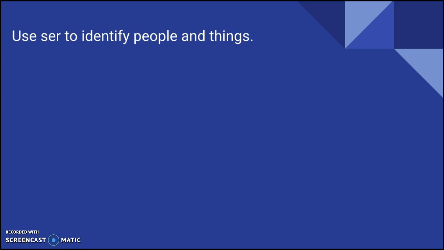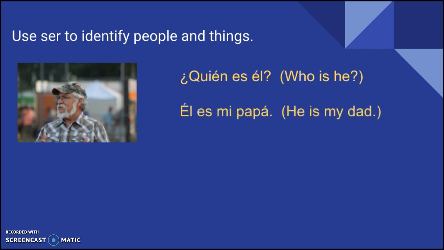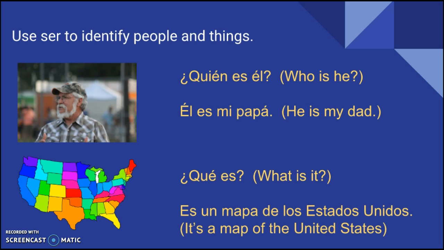Next, we're going to talk about some of the ways that we use the verb ser. We use ser to identify people and things. For example, if I wanted to say, who is he? I would say, ¿Quién es él? And the answer could be, él es mi papá. He is my dad. If I wanted to ask, what is it? I'm talking about a thing. ¿Qué es? Es un mapa de los Estados Unidos.